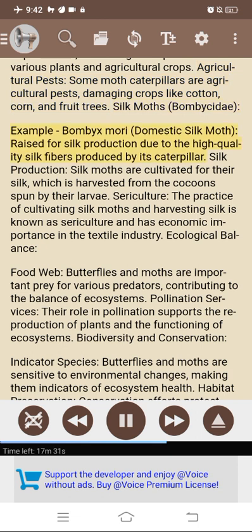Example, Bombyx mori, the domestic silk moth, raised for silk production due to the high-quality silk fibers produced by its caterpillar. Silk production. Silk moths are cultivated for their silk, which is harvested from the cocoon spun by their larva. Sericulture. The practice of cultivating silk moths and harvesting silk is known as sericulture.